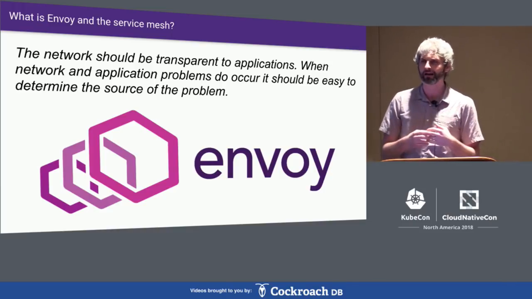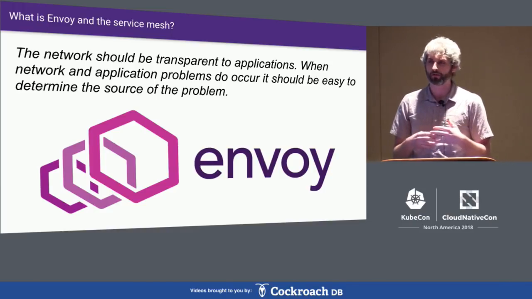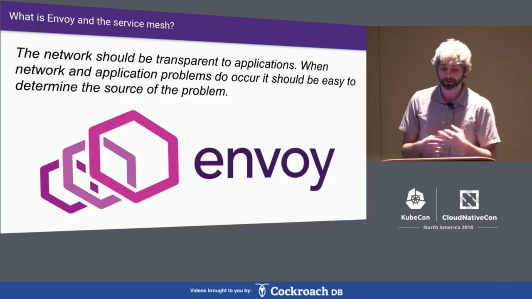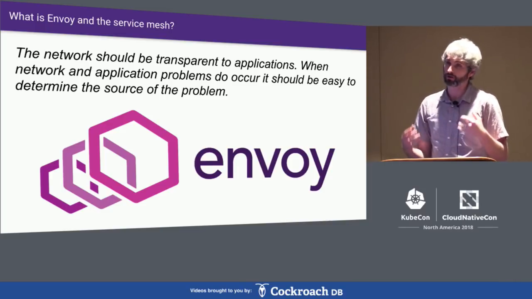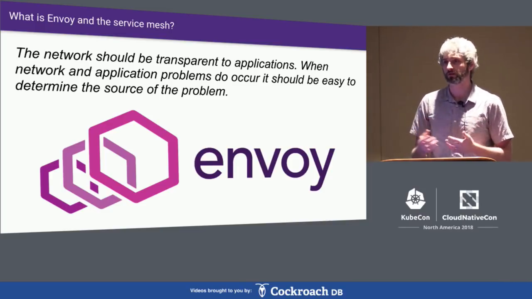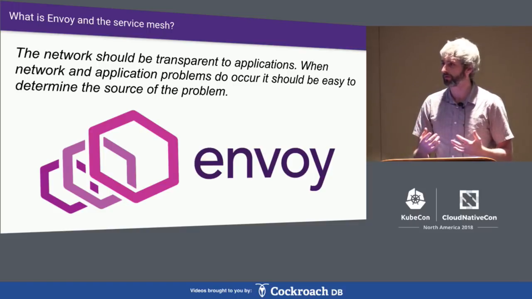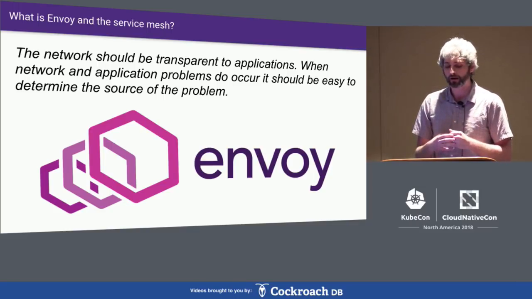So the idea behind the project is that we want the network to be transparent to applications. Obviously, problems are going to occur. So when they do occur, let's make it easy for people to figure out the source of the problem.